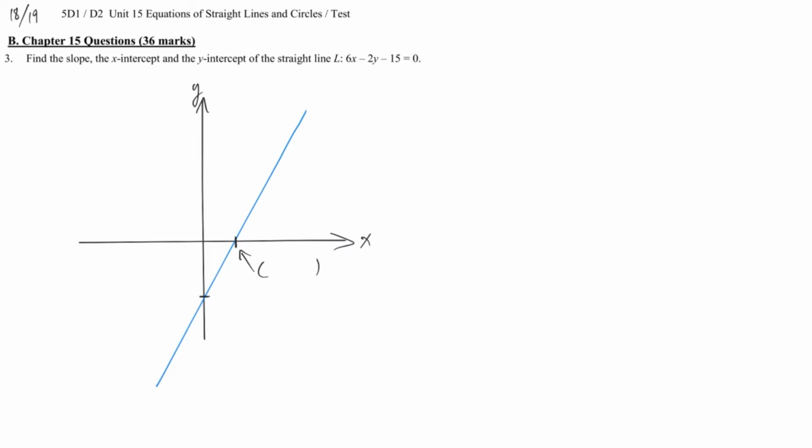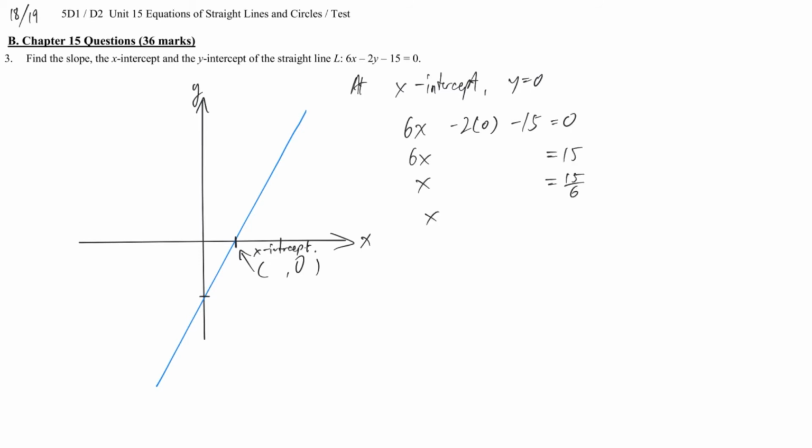At this point, we don't know the left-right position, but we are 100% sure that y is equal to 0. So for the x-intercept, that means y is equal to 0. Then we can substitute it inside because we have the relation of x and y. 6x minus 2 times 0, minus 15 equal to 0. So 6x is equal to 15. x is equal to 15 over 6. You have to simplify it or give decimal form. This is 5 over 2. The coordinates are 5 over 2, 0. But if we talk about the x-intercept, it's just 5 over 2.